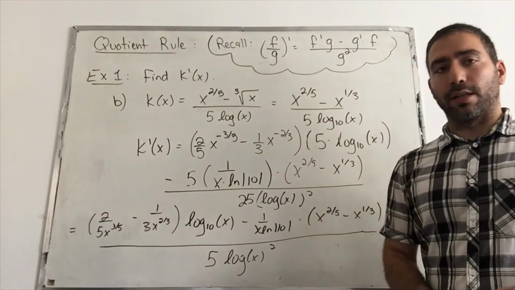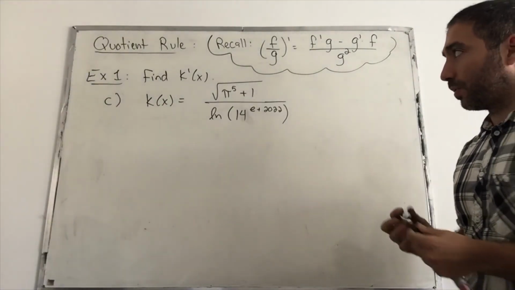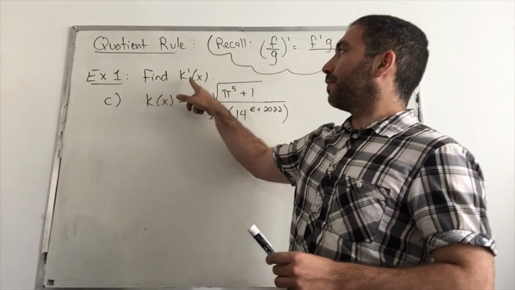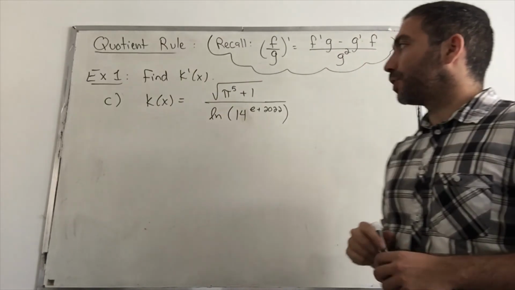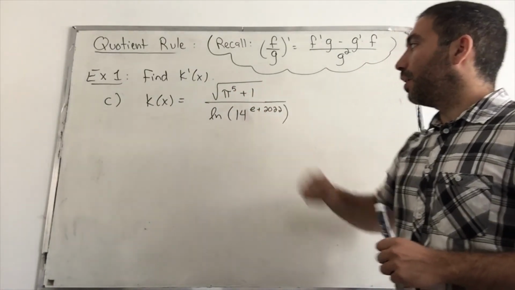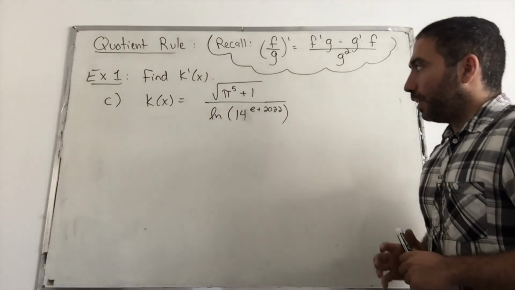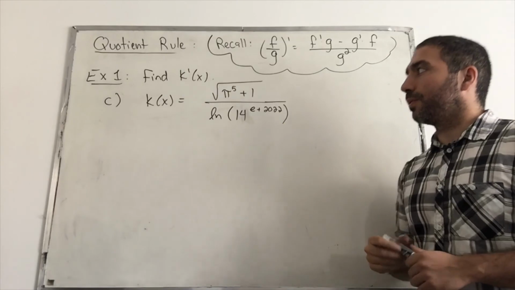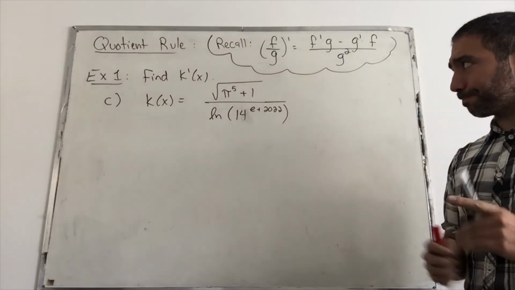Good. Let's take a look at a final example. Okay, so I strongly encourage you to practice this example on your own. We have to find k prime of x. They give us the function k of x is equal to the square root of pi to the 5 plus 1, all that divided by ln of 14 to the e plus 2022. Okay, so give it a shot, pause the video, and see if you get the same answer as me.